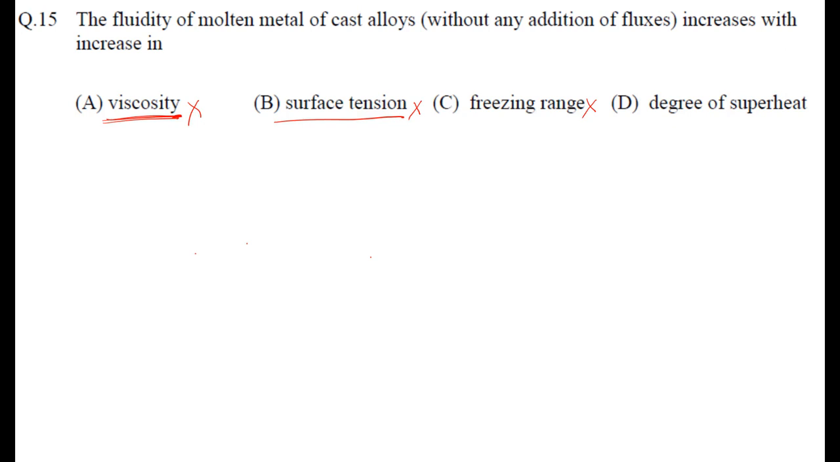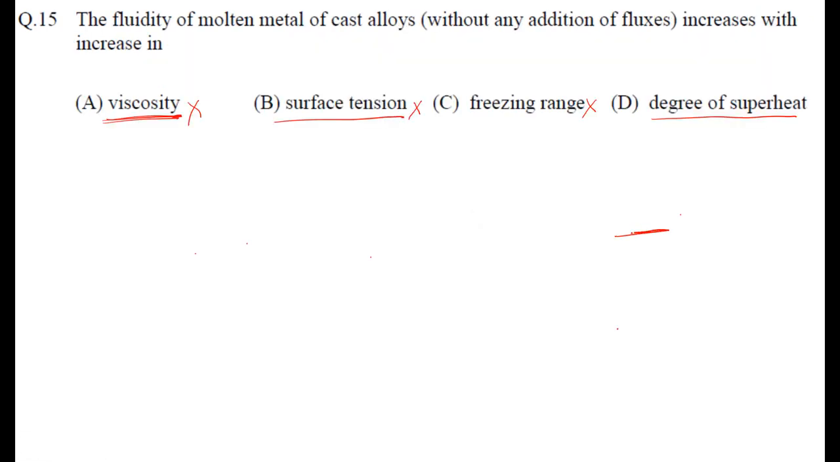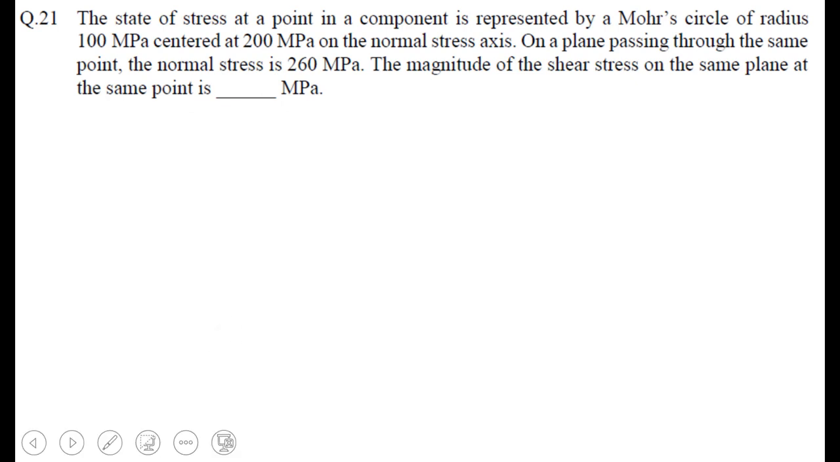Degree of superheat. Yeah, degree of superheat, because it is basically the temperature above the melting point. Suppose there is a melting point, but you take the temperature to a higher value, that means T minus melting point is the degree of superheat. If this gap increases, the molten liquid will be at a higher temperature, and that's why the fluidity will be enhanced. So, degree of superheat. Now let us move to the next question.